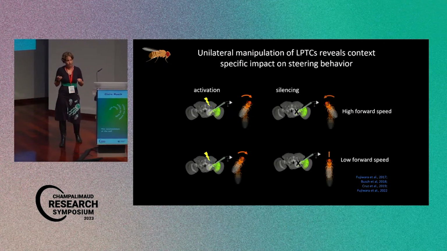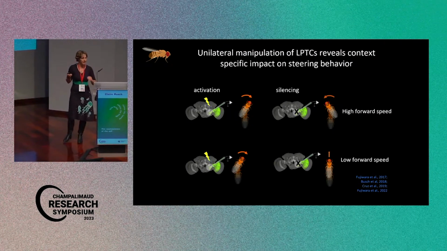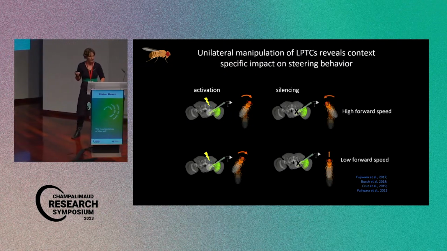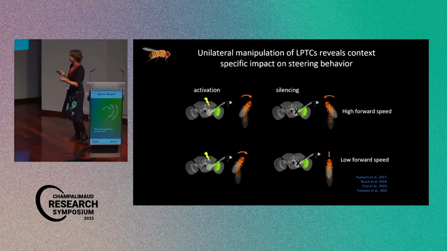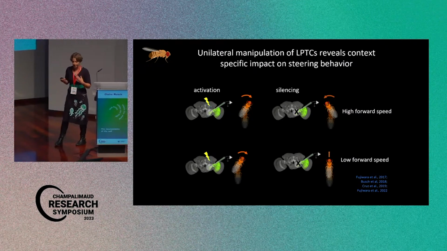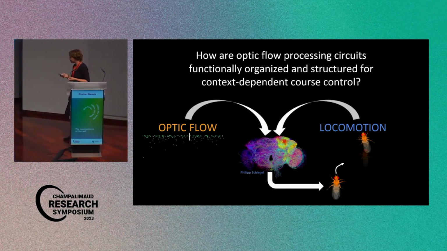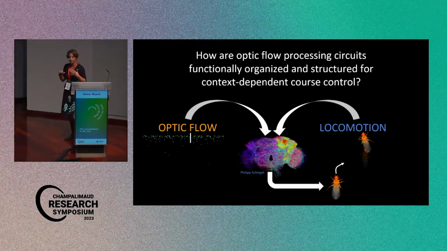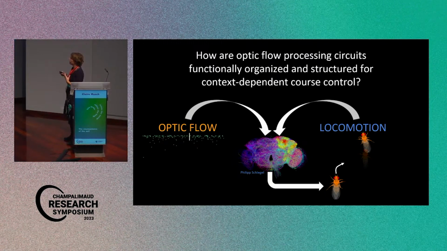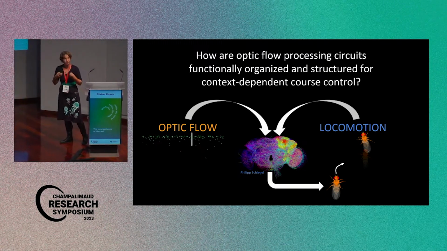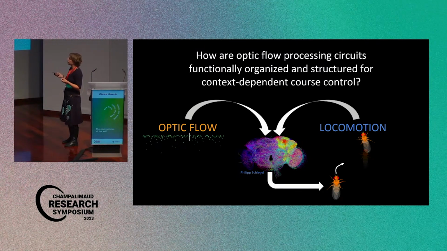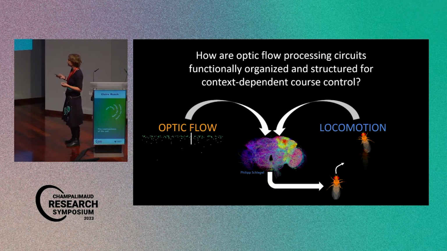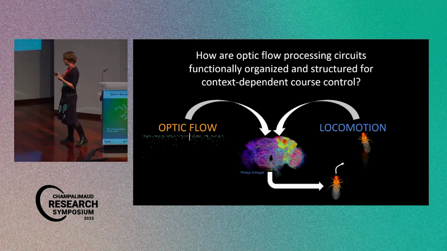And it's very important to remember here that the cell is silenced exactly in the same way. So there is something going on after this cell that is triggering this different behavioral output. And for me, it's very, very interesting. And so that's why I'm really interested in understanding better how those optic flow processing circuits, so those cells, are organized in a way that is able to do course control in a very context-dependent manner. So basically, how is the brain integrating this locomotion signal, optic flow signal, like visual feedback signals, in order to output the correct behavior?